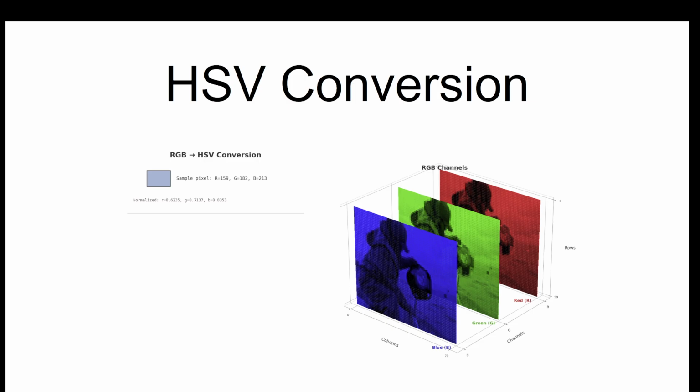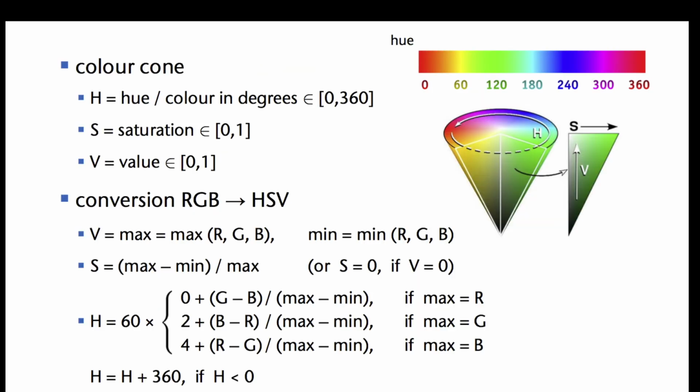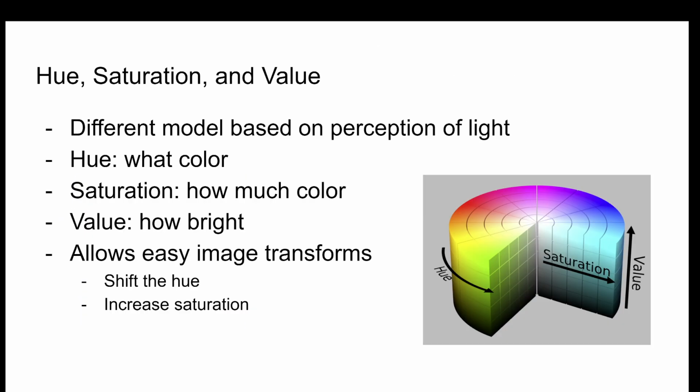On that one slide, it was like hue is what color, saturation is how much color. What was the value on it? How bright? How bright?